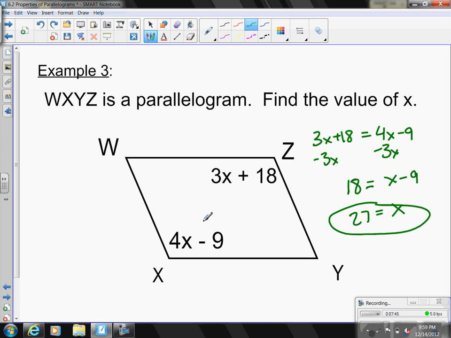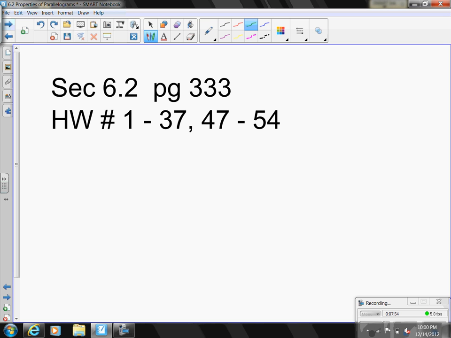Once again, we set this up where these angles are congruent. That was by the third theorem, I believe, 6.3.